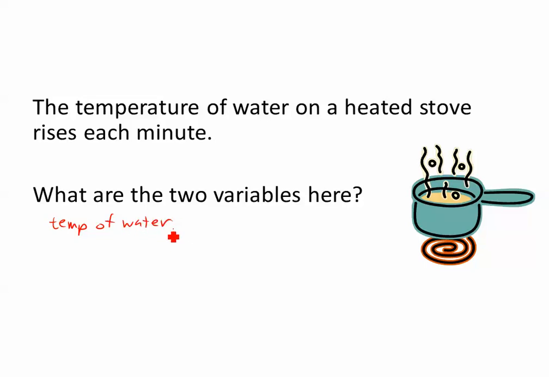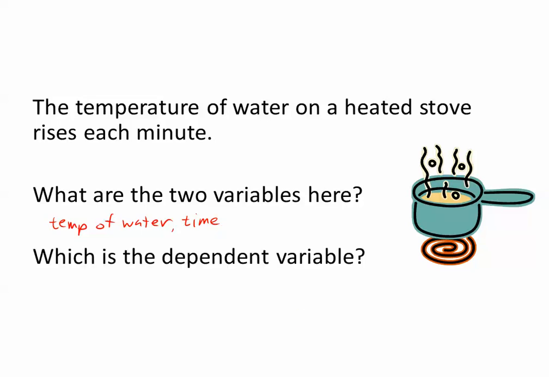Now, what else is changing? Well, from the statement, it's the fact that the minutes are passing, right? And so time, or you could write minutes. But time is the other thing that's changing. It's progressing. When I first put the pot on the stove, 0 time has passed. After a minute, 1 minute has passed, then 2 minutes, then 3 minutes. So time is changing as the temperature of water is also changing.